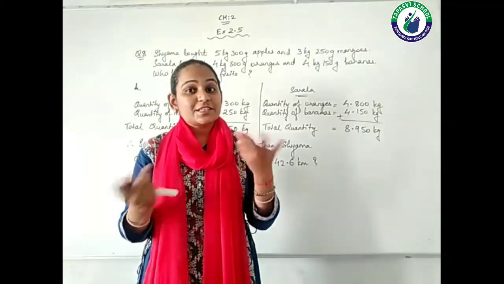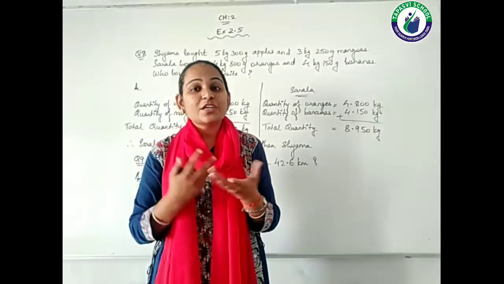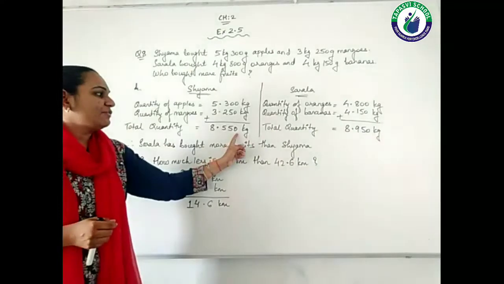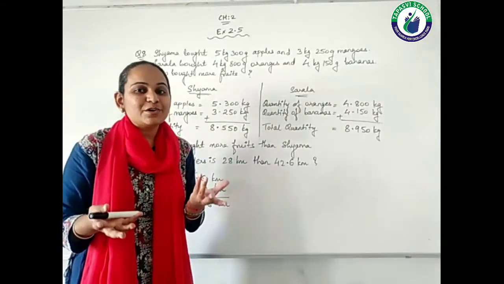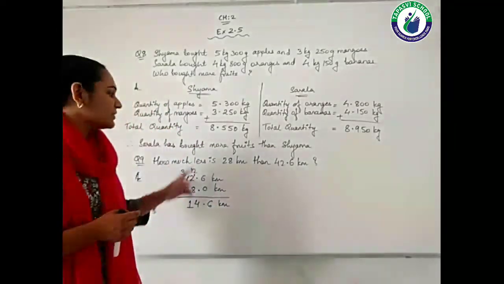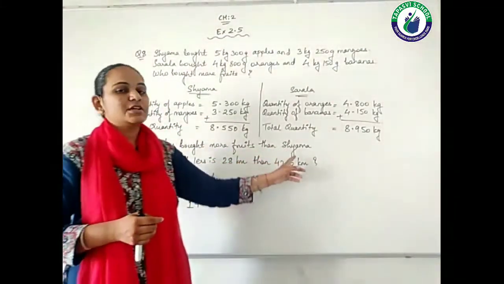So let's see the figure and we can say who has brought more fruits. See here it's 8.950 kg and here it is 8.550 kg. So who has brought more fruits? Sarda. So Sarda has brought more fruits than Shyama.